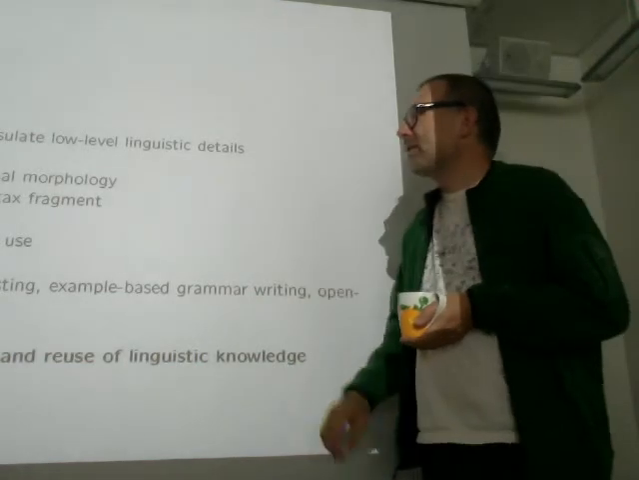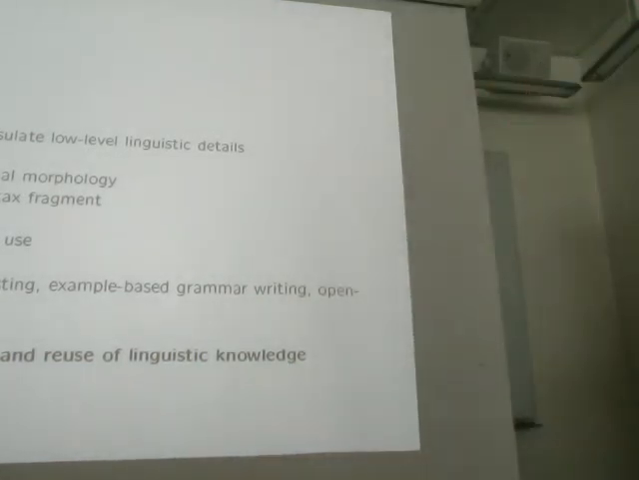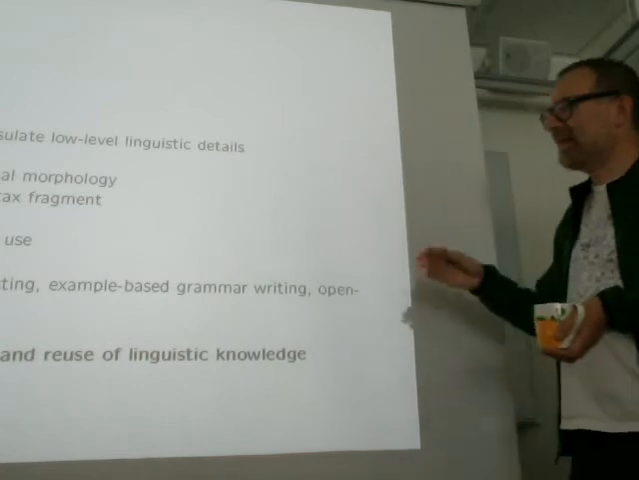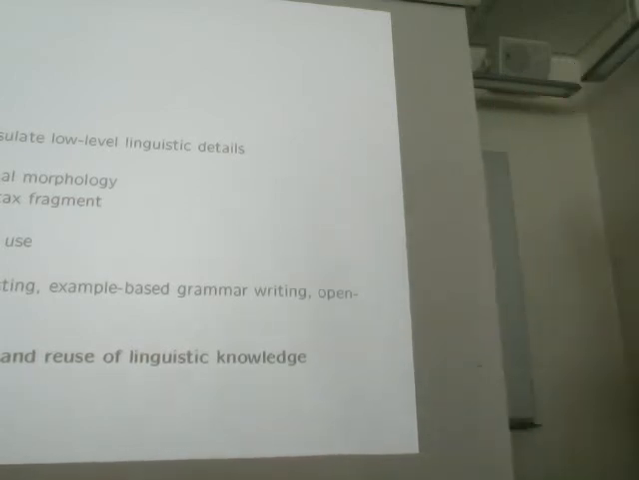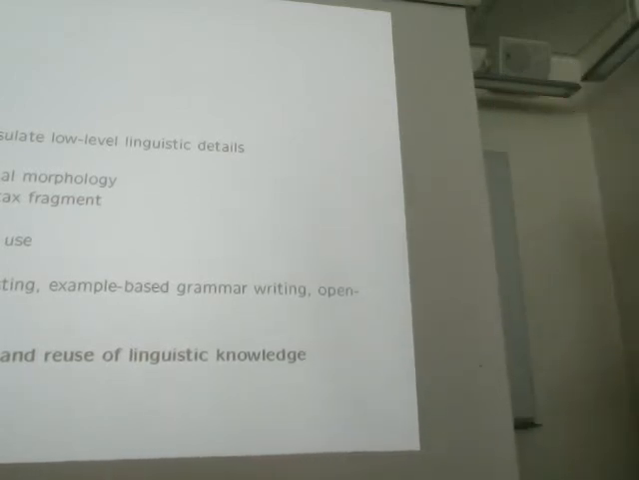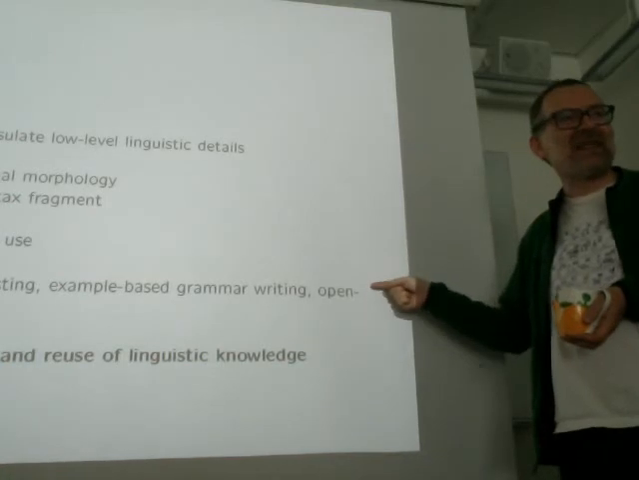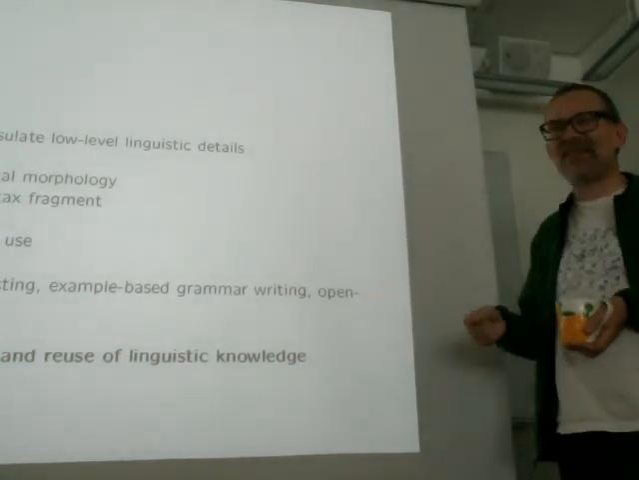For us, this means complete inflectional morphology plus a comprehensive syntax fragment. We hide all this behind an API, which works like a software library. We can also use the resource grammar as a syntactic parser for testing and for the example-based grammar writing that I showed. But as the latest thing, which has come just very recently, we also use it for open domain translation.